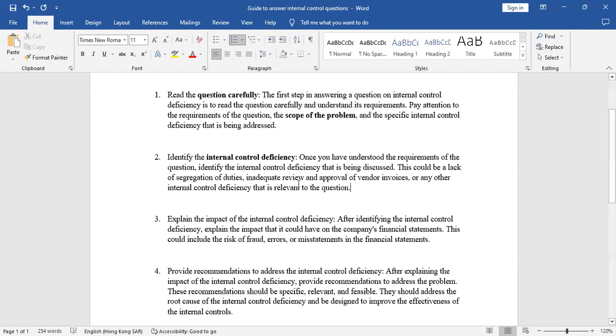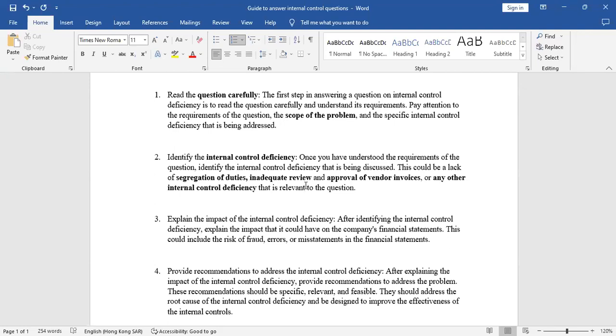So internal control deficiencies could be related to segregation of duties. They could be related to inadequate review and approval of vendor invoices or any other internal control deficiency, right? So you will see there are six key internal controls: segregation of duties, authorization, which basically is approval of invoices as well, inadequate review points, monitoring, right? These are the six key internal controls that every entity should have.